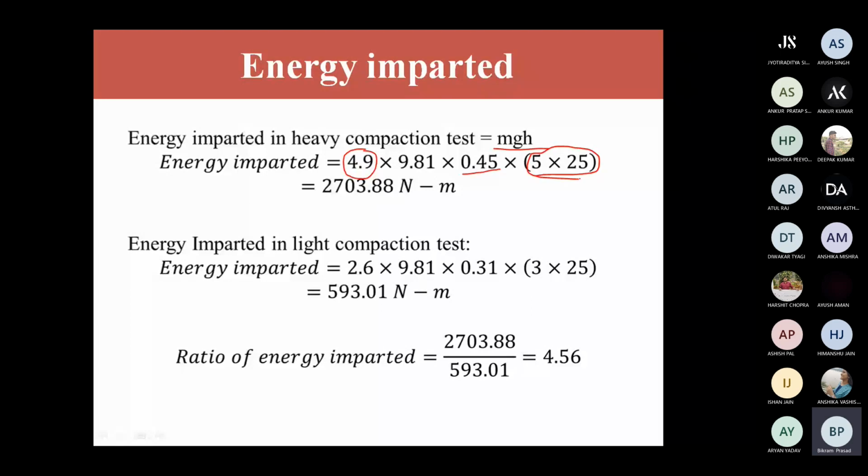Simple, I have told you the concept. 4.9 kg is the weight, the mass. Then gravity, you all know, 9.81 meter per second square. And then the height from which we are dropping it is 450 mm, converted into meters by dividing by 1000. And how many times we are providing the energy, imparting in 5 layers, and it is 25 blows for each layer.